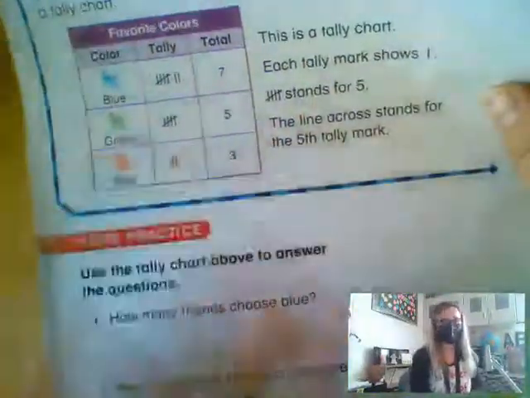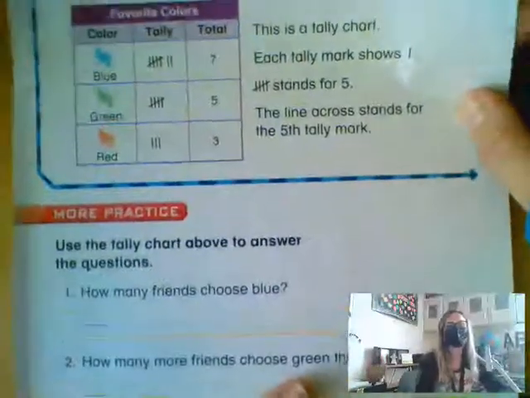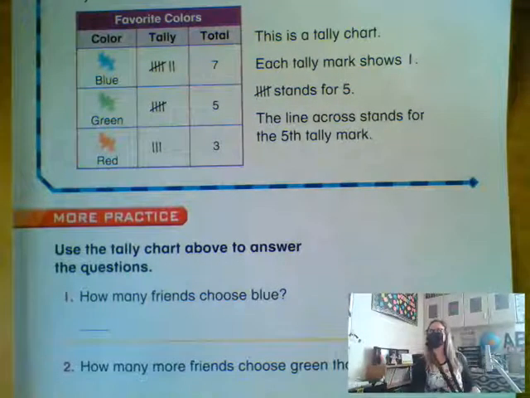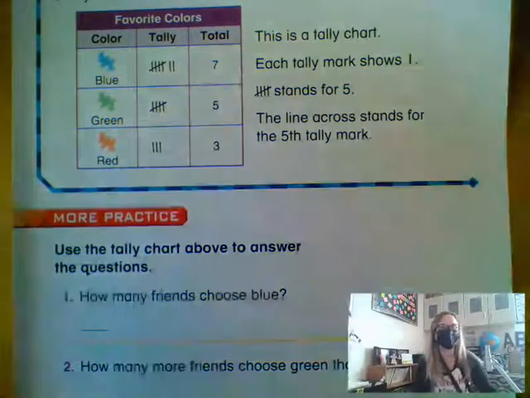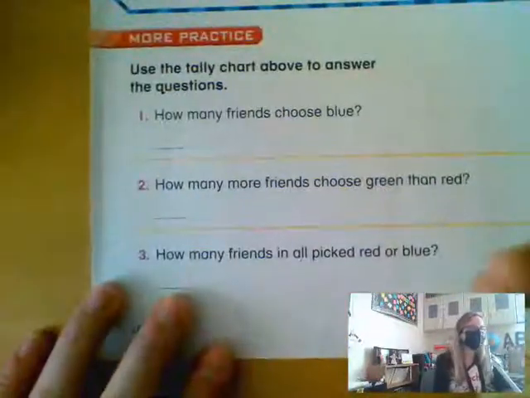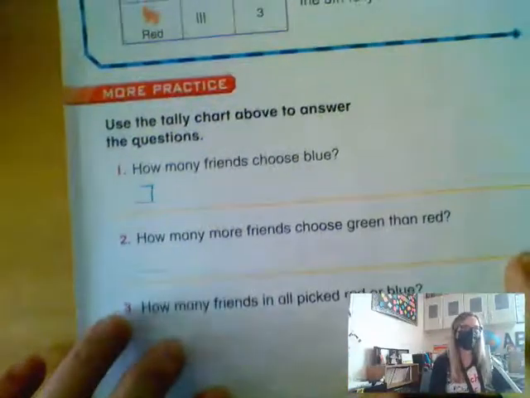Awesome. Let's go to the top of the next page. We're going to use this chart to answer these questions, okay? So it's the same chart we were looking at on the first page. It says, how many friends chose blue? So Dominic, look at that tally chart and tell me how many friends chose blue. Seven friends. So right there on that line, everyone write seven. Brooklyn, you need to write it too, okay? I need your mask on and I need you paying attention.